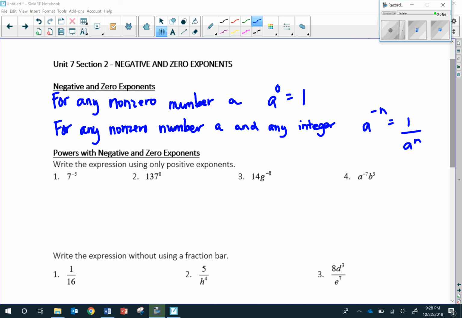Alrighty, we're going to start the Unit 7 Section 2 notes. And in this section, we're going to build on what we talked about in Section 1 with exponents, but in this section, we're going to be talking about negative and zero exponents.